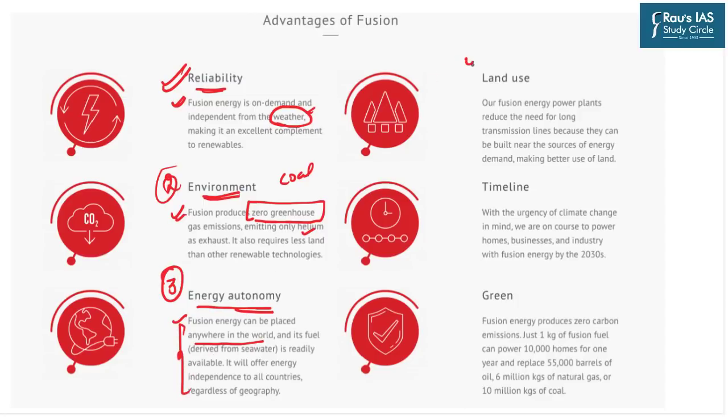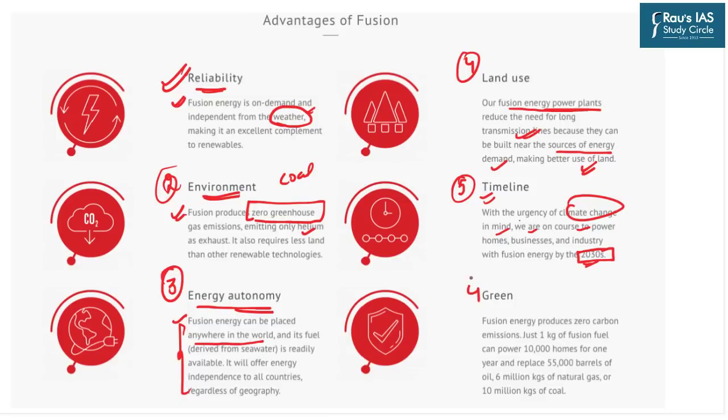The fourth is land use. We know that to establish a mega solar power project, a lot of solar panels are installed, occupying hundreds of acres of land. But fusion energy plants reduce the need for long transmission lines because they can be built near the sources of energy demand, making better use of land. Further, the amount of land which is required to build a plant is far lesser. The next advantage is in relation to the timeline. With the urgency of climate change in mind, we are on course to power homes, businesses and industries with fusion energy by the 2030s. That is why, in such a short run, nuclear fusion energy is a very promising candidate.